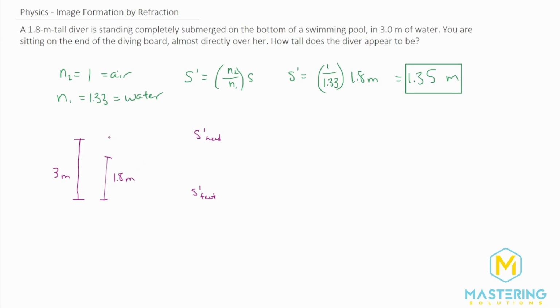So the difference between these two, the 1.2 meters, is the distance that we're going to use for the image distance for the top of their head. And then the image distance for their feet is going to be the same distance as the depth of the pool, because we're sitting on a diving board, essentially right at the edge of the water, looking down at them. So when we do this twice, the image distance of the head is equal to the same thing, 1 over 1.33, and this time we're going to do 1.2 meters. And for the feet, we'll have the same thing again, only now we have the 3 meters.